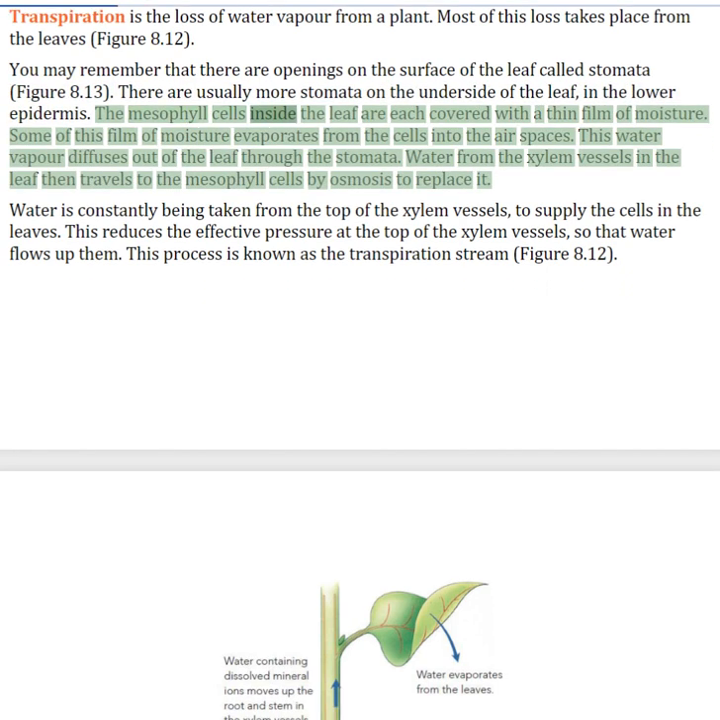The mesophyll cells inside the leaf are each covered with a thin film of moisture. Some of this film of moisture evaporates from the cells into the air spaces. This water vapor diffuses out of the leaf through the stomata. Water from the xylem vessels in the leaf then travels to the mesophyll cells by osmosis to replace it.